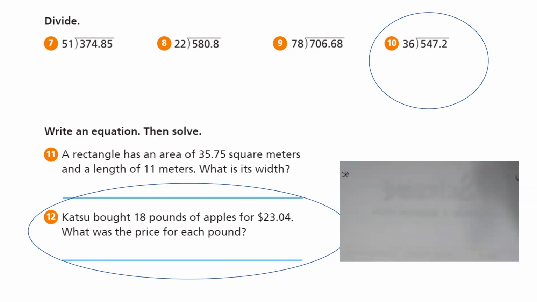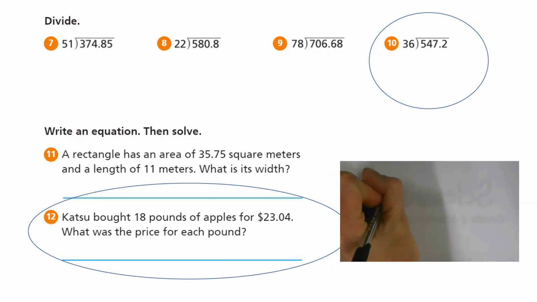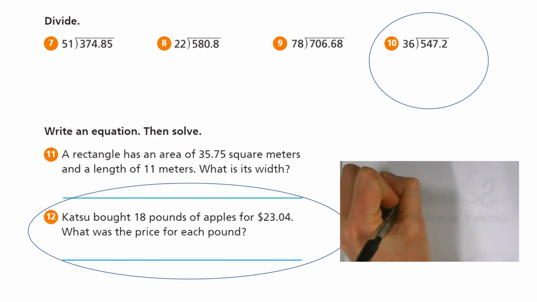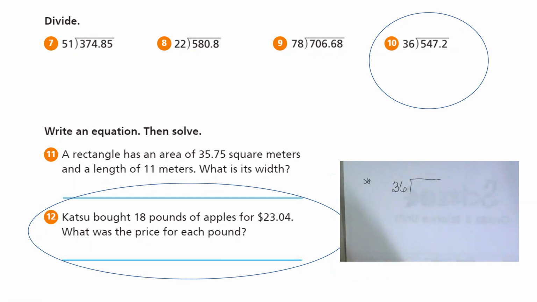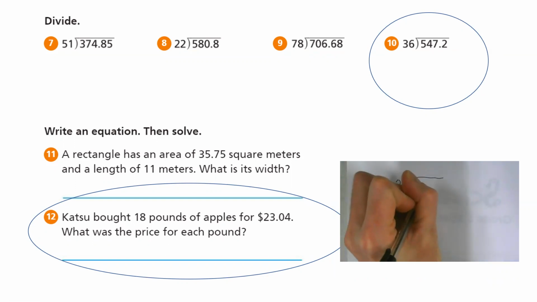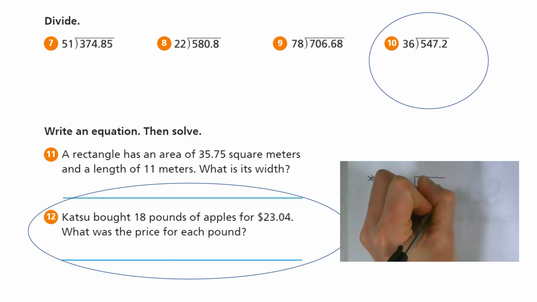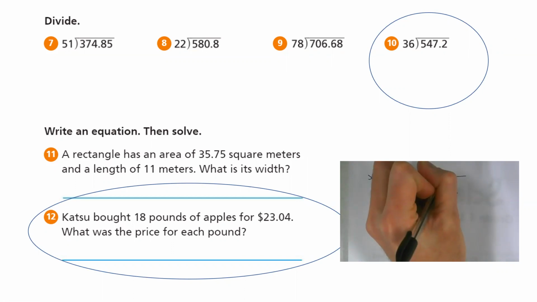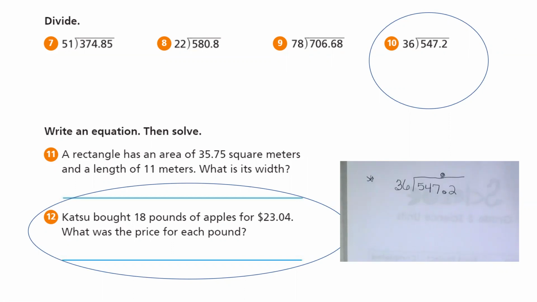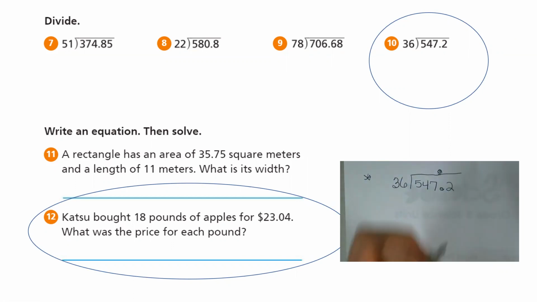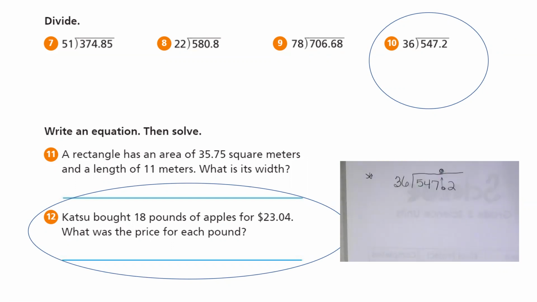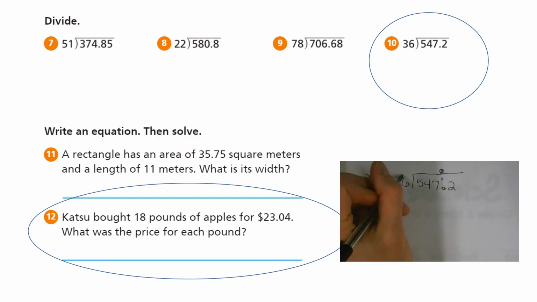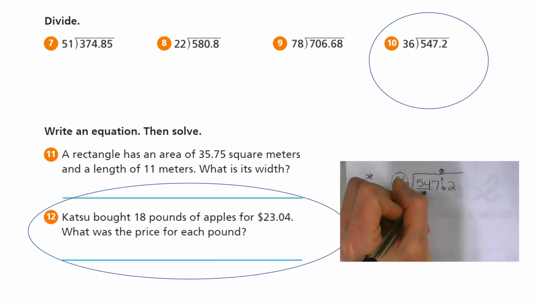Great practice. All right, let's see how you did. 36 is the divisor. It's going to go into 547 and 2/10. I have had students in the past who didn't even wait until the problem started. They just went ahead and threw the decimal in their answer so they knew they wouldn't forget. That's fine.